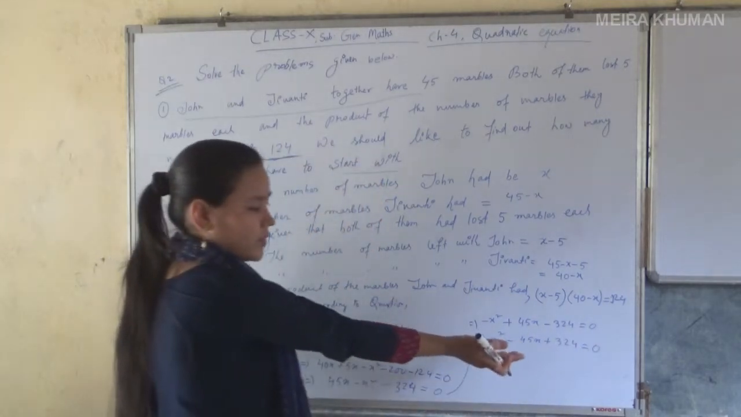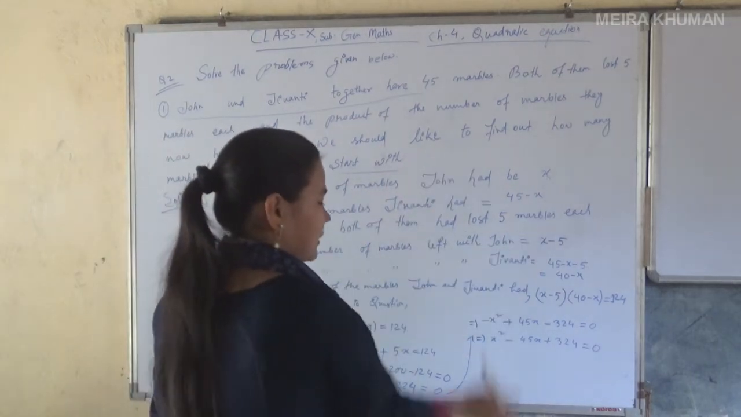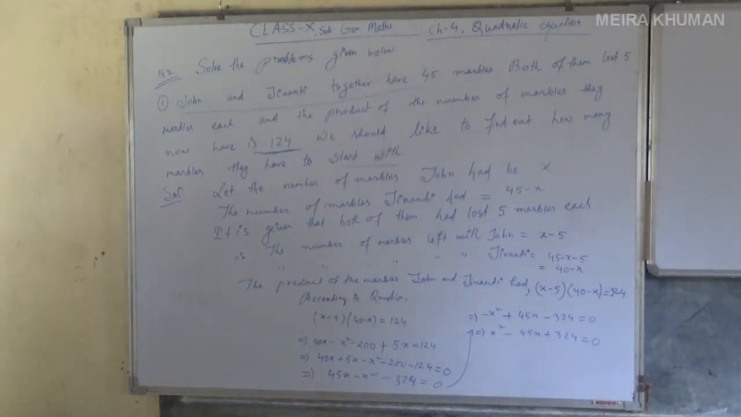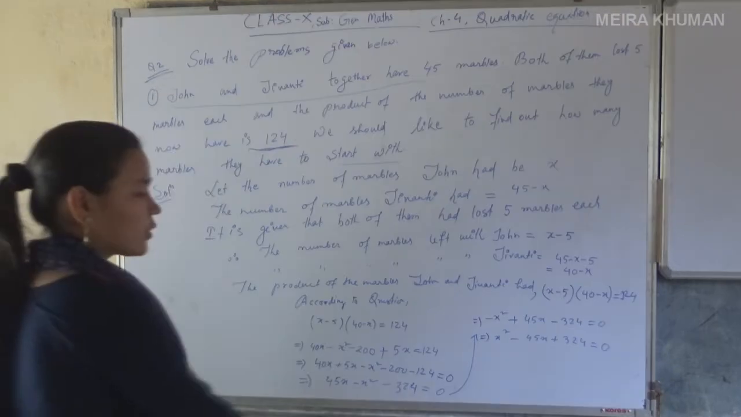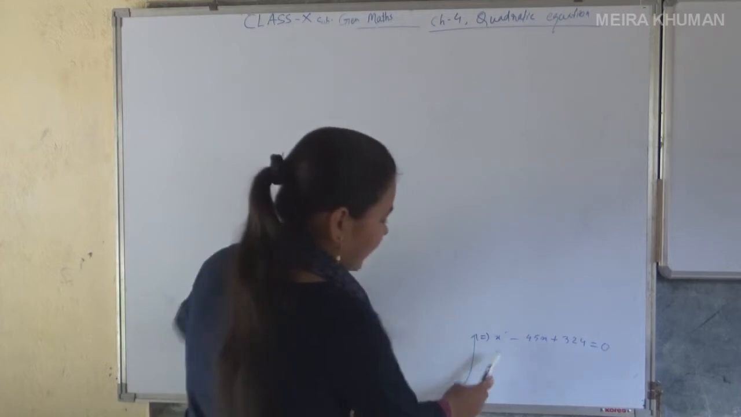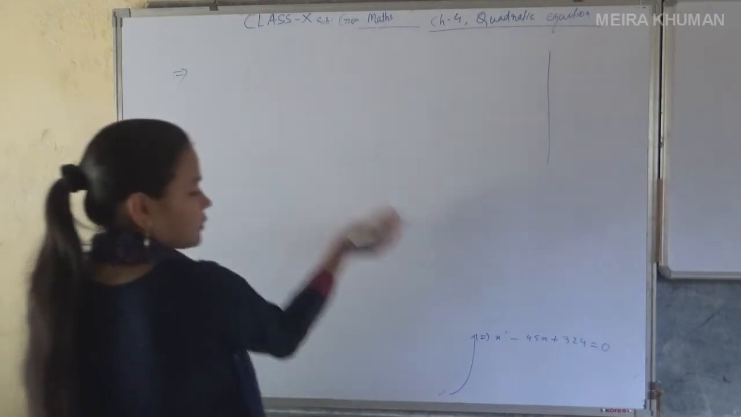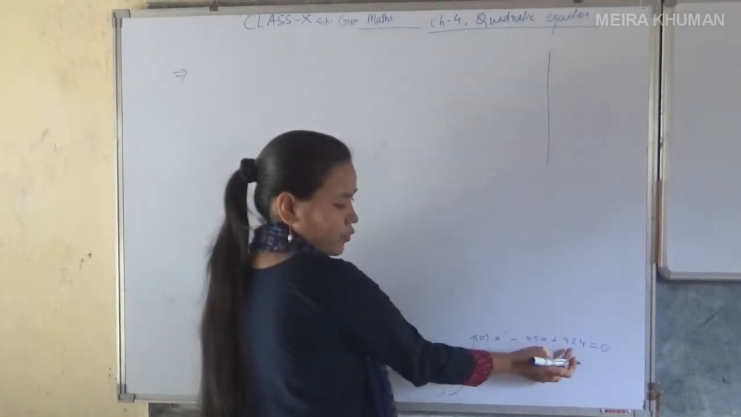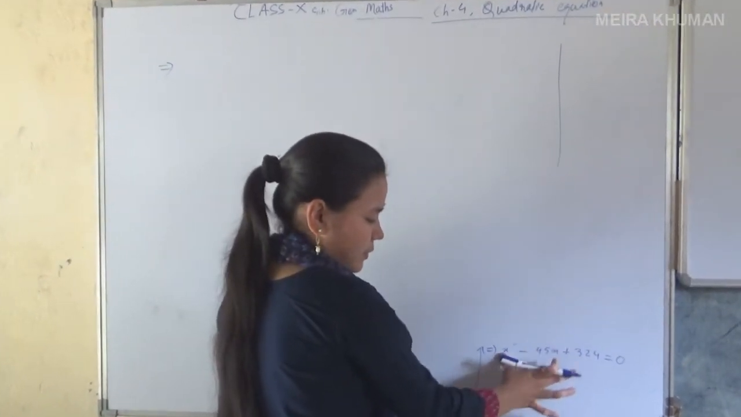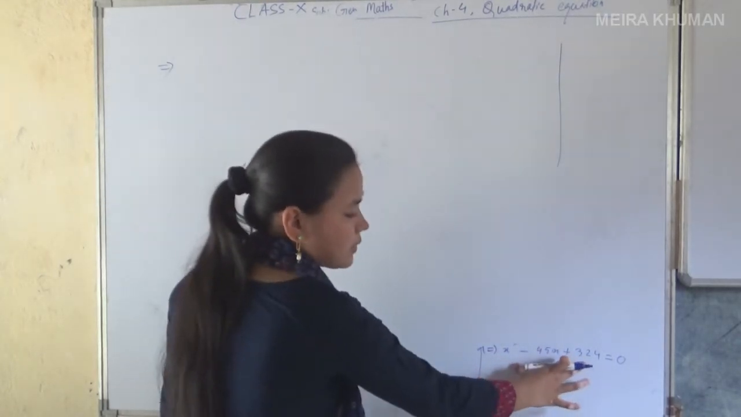Again you should solve this quadratic equation, then you will get the number of marbles that John and Jivanti had. Next you should solve this quadratic equation: x square minus 45x plus 324 equal to 0. So product of a and c: the coefficient of x square is 1 and c is 324. Product of a and c is 324.